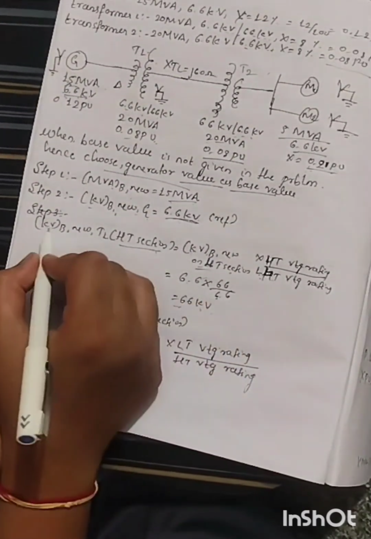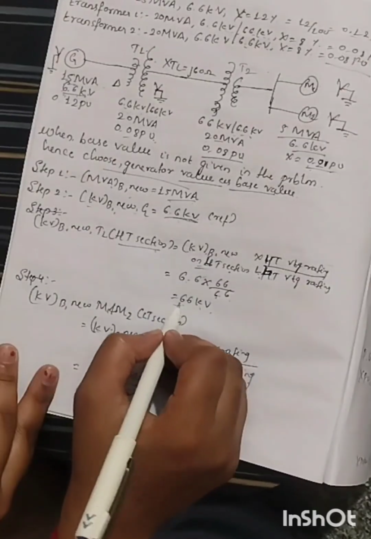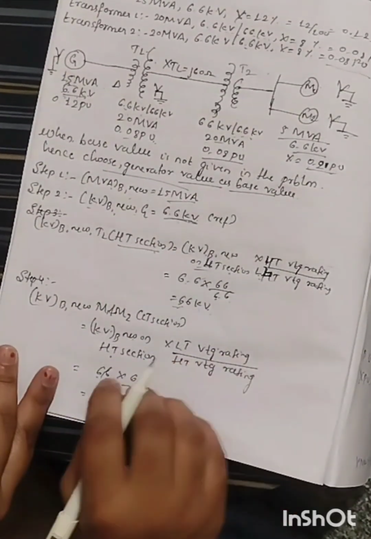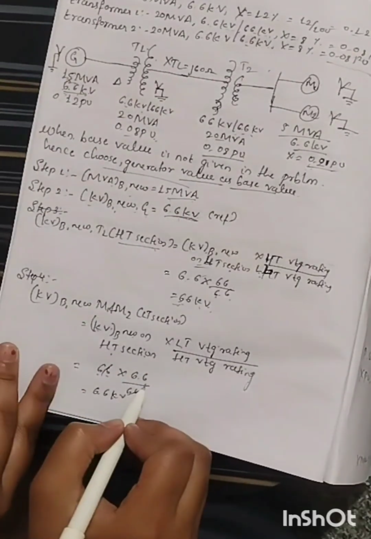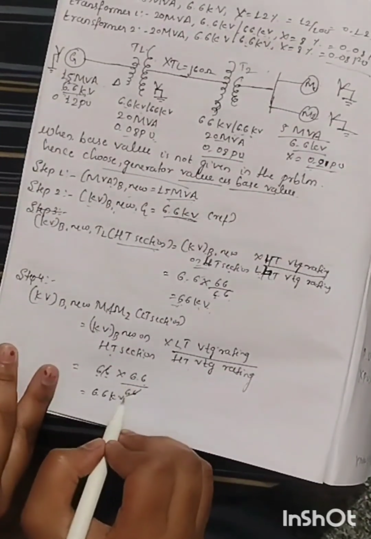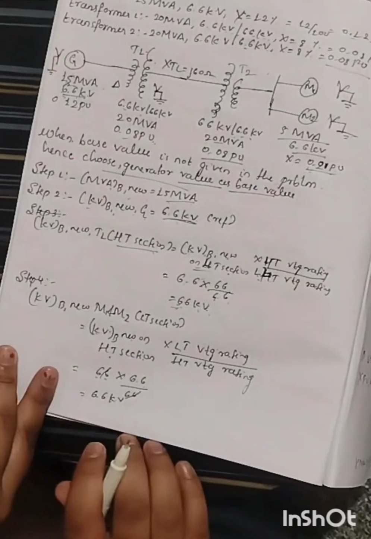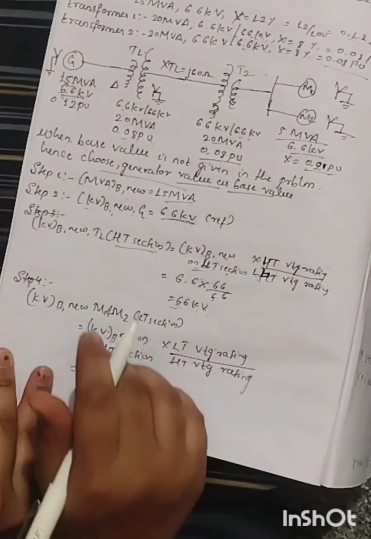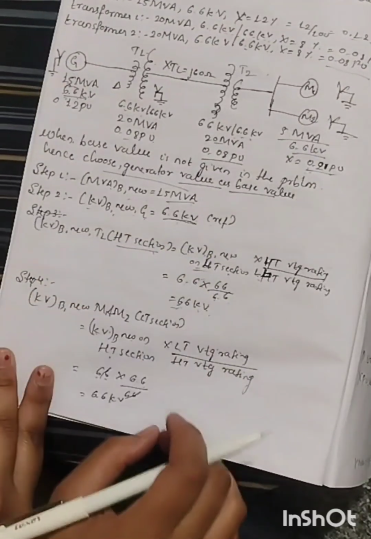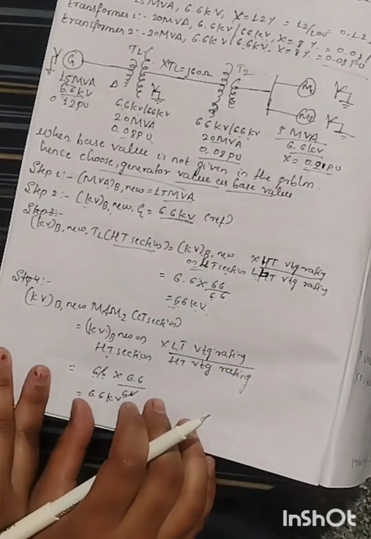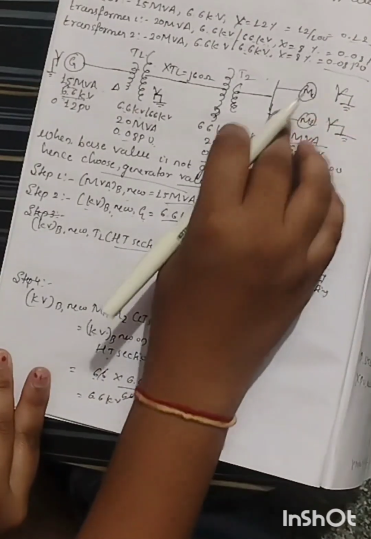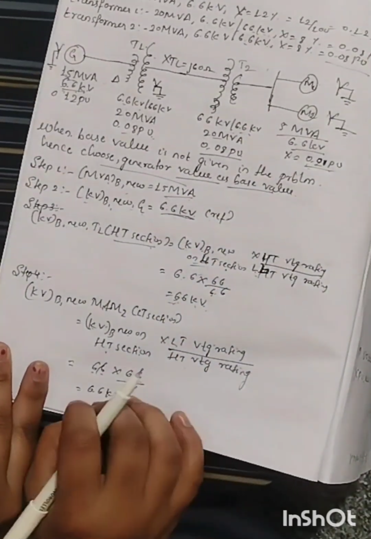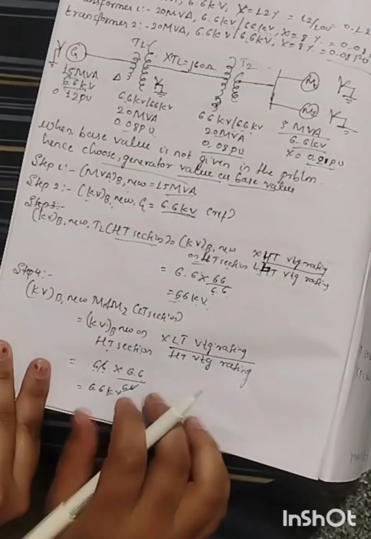This is the kV base new for the HT section, that is 66 kV. First we need to write 66, then the LT voltage rating. First we need to write the lower value, that is 6.6, then we need to write the higher value, that is 66. 66 will cancel each other and the remaining answer is 6.6 kV. Till now we have calculated the base voltage for the transmission line as well as for motor 1 and motor 2. Since the given data for motor 1 and motor 2 is the same, the base voltage will also remain the same for both motor 1 and motor 2.